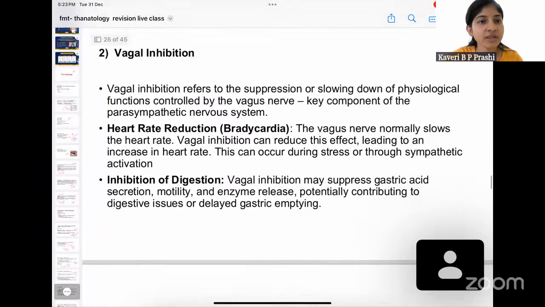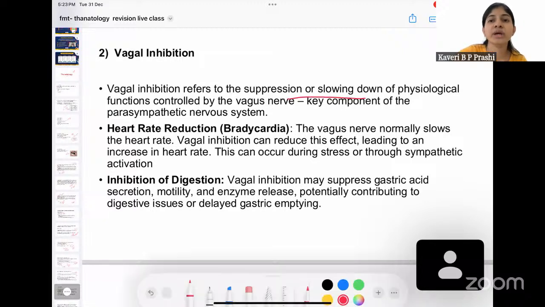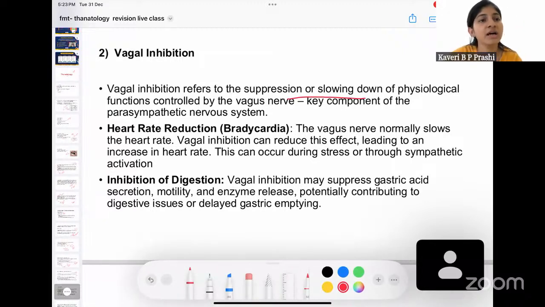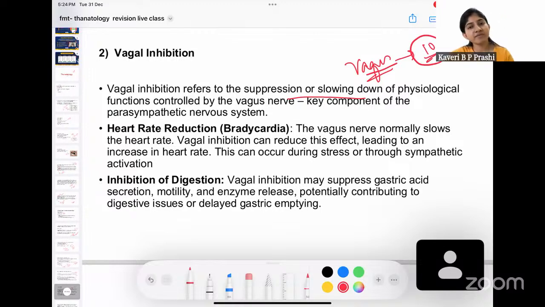Coming to the next question, vagal inhibition. What do you understand by vagal inhibition? Vagal inhibition refers to the suppression or slowing down of physiological functions controlled by the vagus nerve. So there is this vagus nerve. Now, what is the number of the vagus nerve? It's a cranial nerve, and it has a lot of functions in the body. When the functions of the vagus nerve are stopped or inhibited, it is called vagal inhibition. Is the vagus nerve a component of the sympathetic or parasympathetic nervous system? Remember, the vagus nerve is a component of the parasympathetic nervous system.